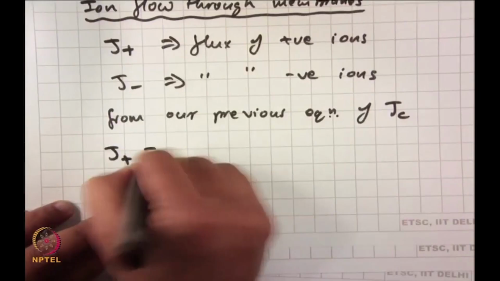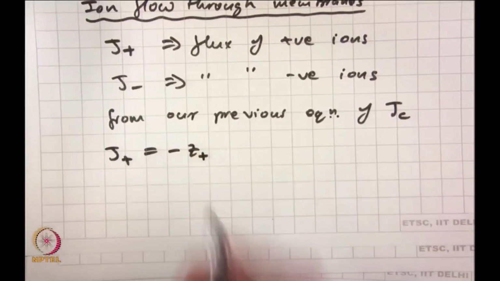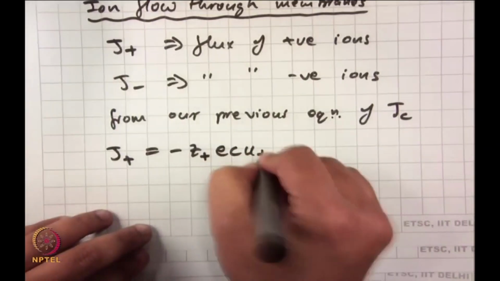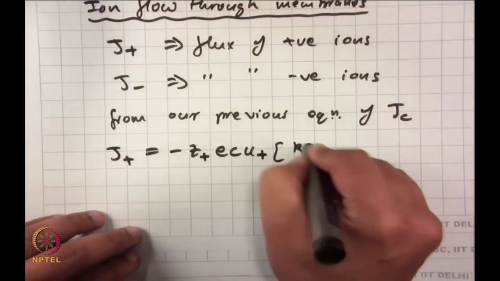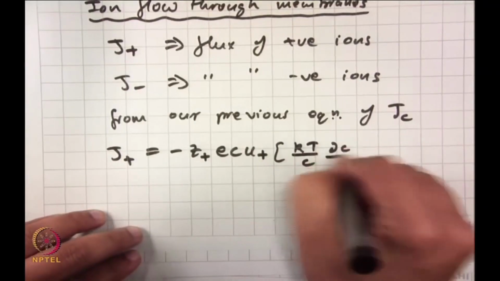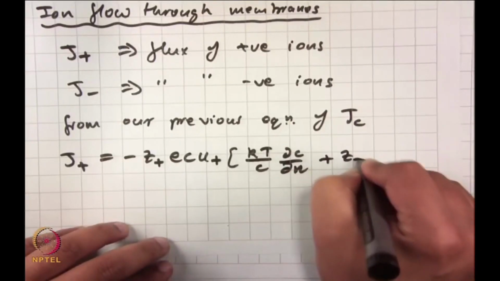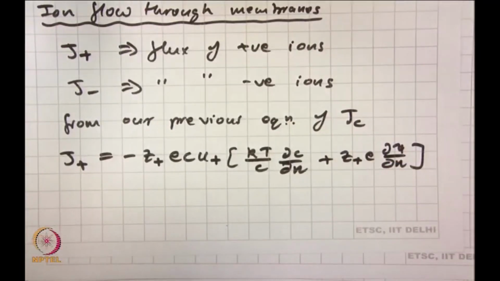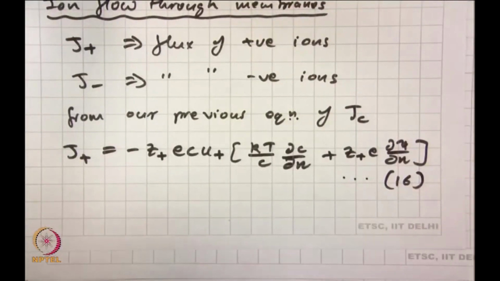So then I can write J plus is equal to minus Z. Now, this is plus because I am talking about the positive flux, E C then U plus, because U plus means I am talking about the mobility of the positively charged ion, right. Then kT over C del C over del x plus Z plus E del psi over del x. Okay. So, if this we label as 16, then what will J minus be?